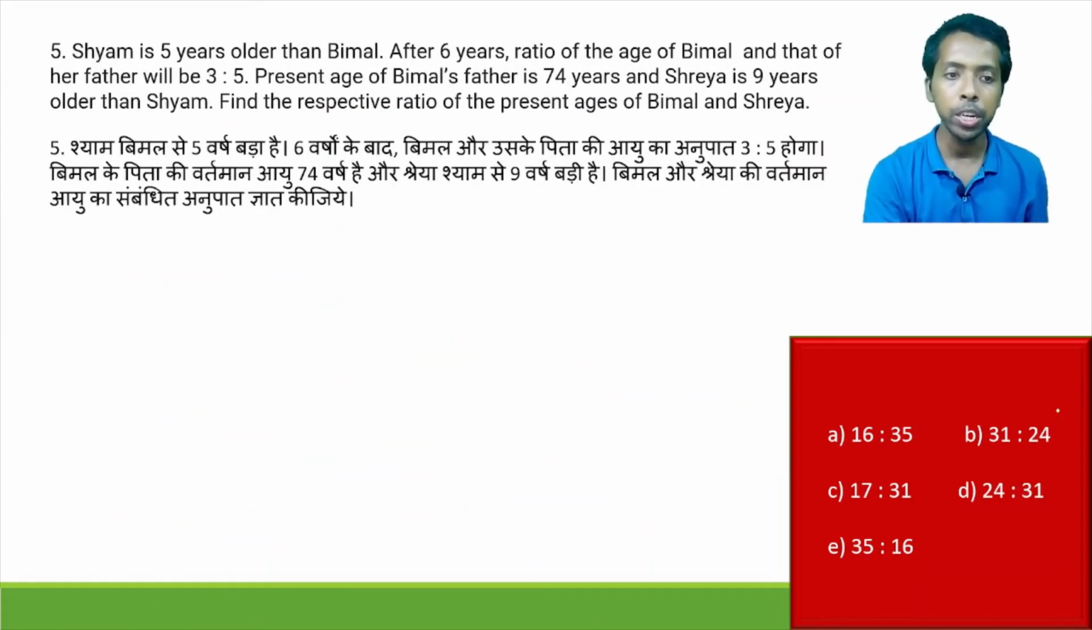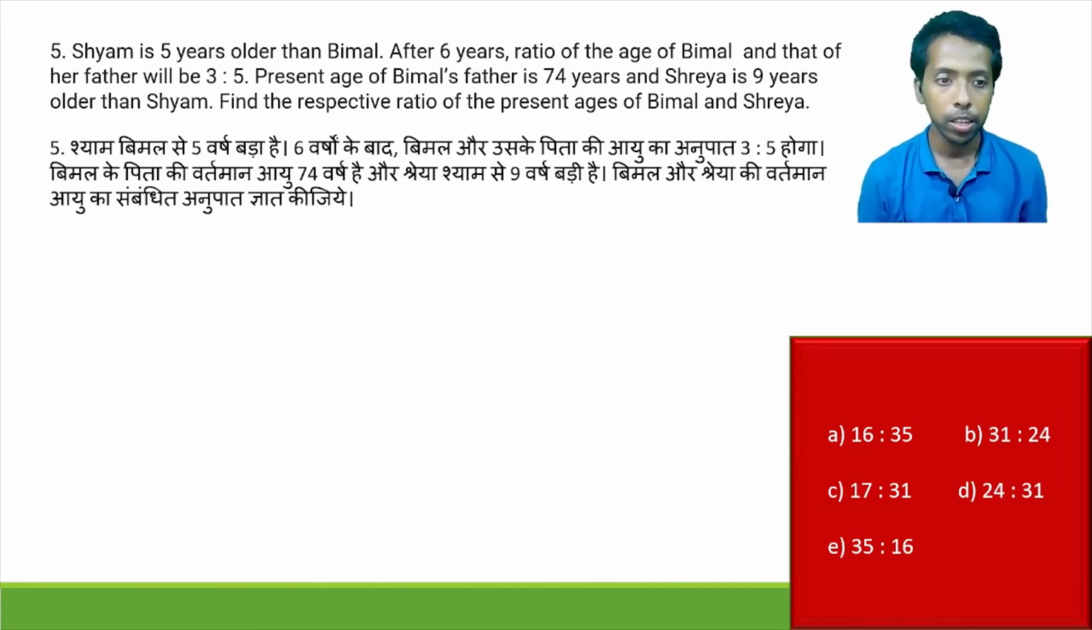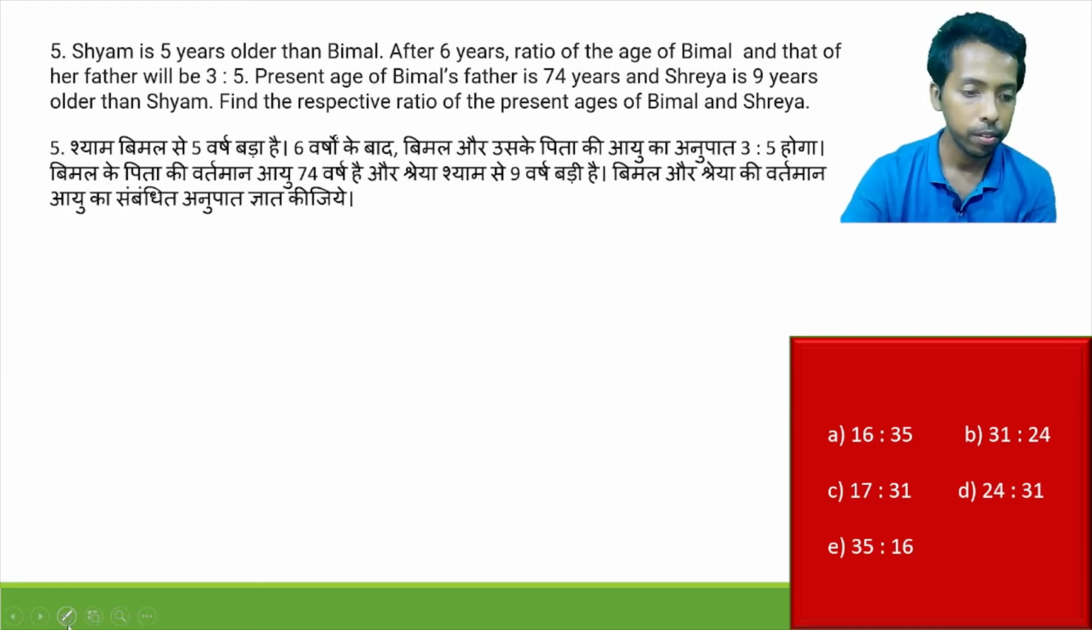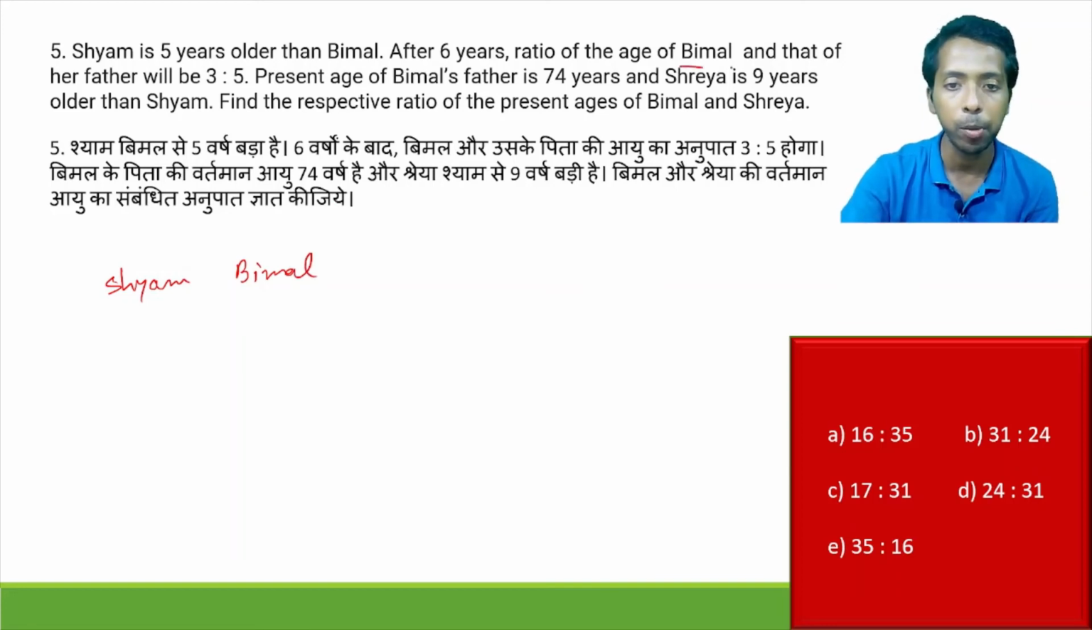Right. Moving to the next question, question number 5, the final question of the session. Okay. So, Sam is 5 years older than Bimal. Right. Sam is 5 years older than Bimal. Okay. So, Sam is here. Bimal is here. And after 6 years, ratio of Bimal to her father, that is 3:5.